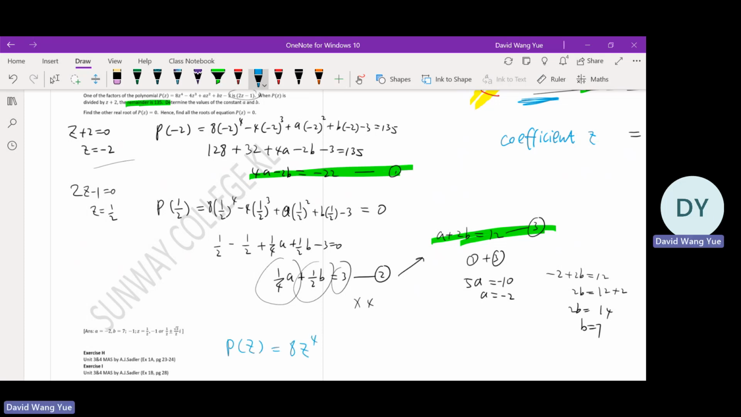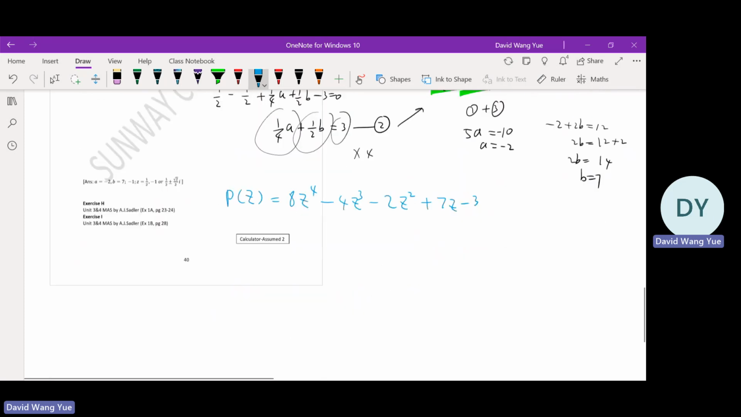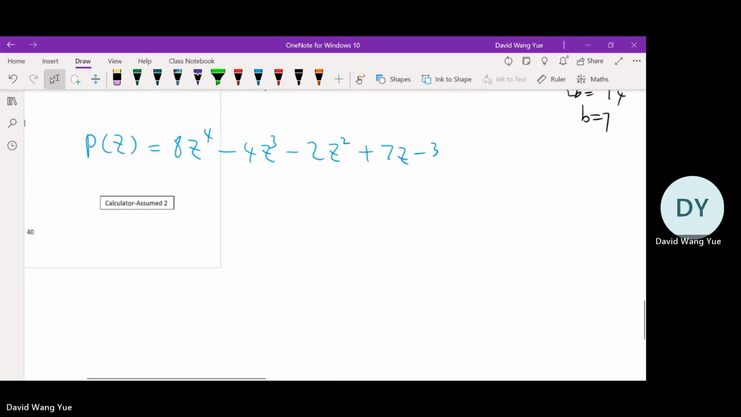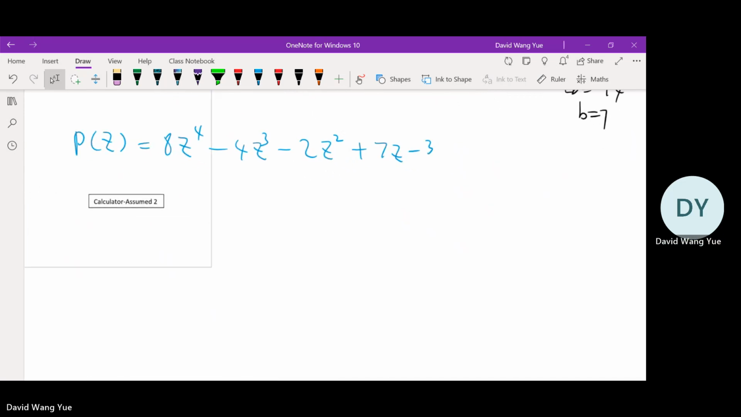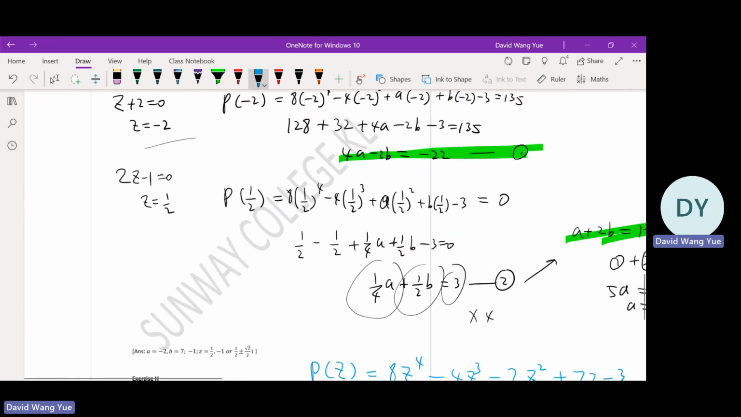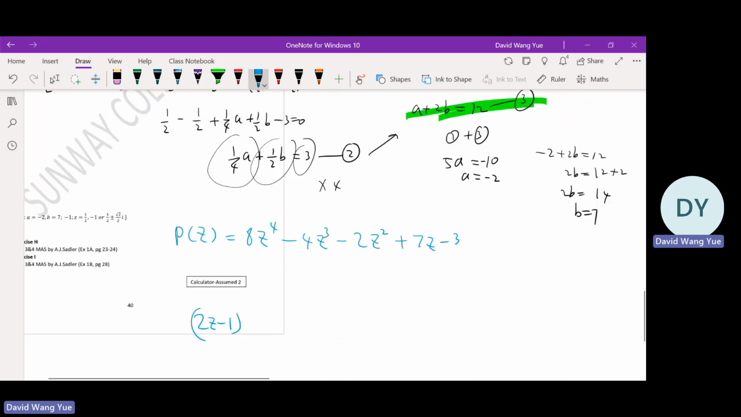A Z to 4, or Z to 3. A is negative 2, so it's minus 2Z squared. B is 7, plus 7Z minus 3. Okay, and we also have two factors. They are 2Z minus 1 and Z plus 2. 2Z minus 1. The other, no, sorry, only have one factor, 2Z minus 1. Z plus 2 is not a factor.